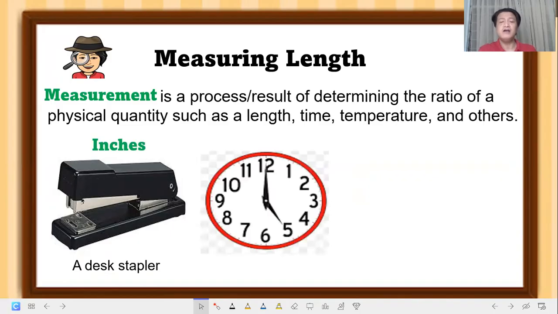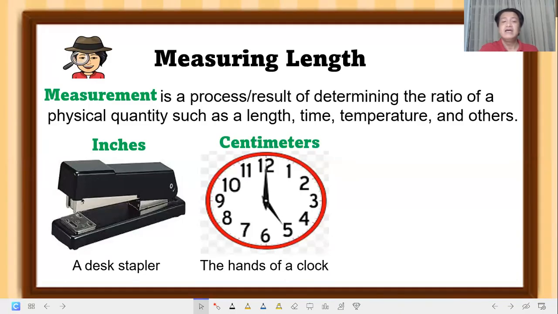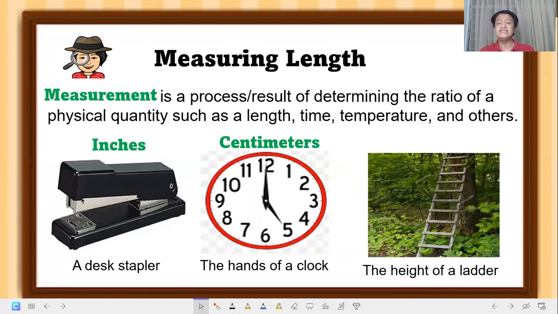And then dito naman, this is a hands of a clock. We are using the centimeters. And then the other one is the height of a ladder. Okay, yung hagdan natin naman, we are using the unit meters or feet. Okay, kung mapapansin natin, there are two, we have the English system and the metric system. Okay, yan yung mga pag-usapan natin there.